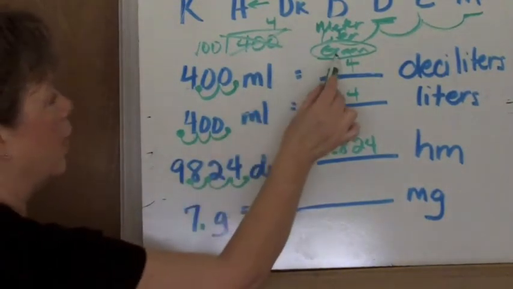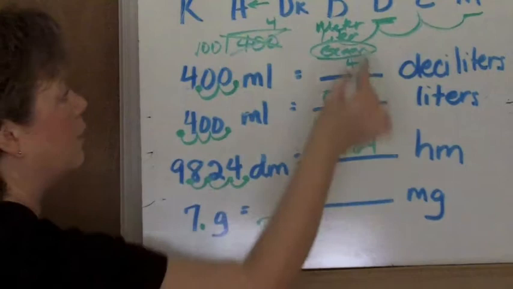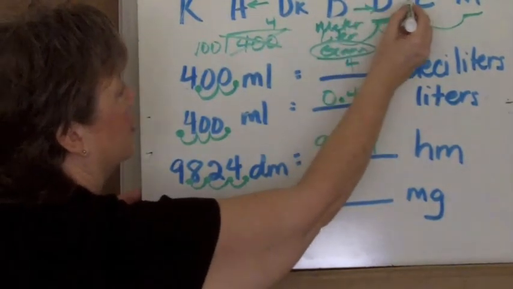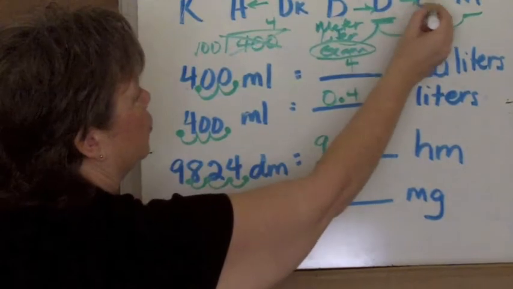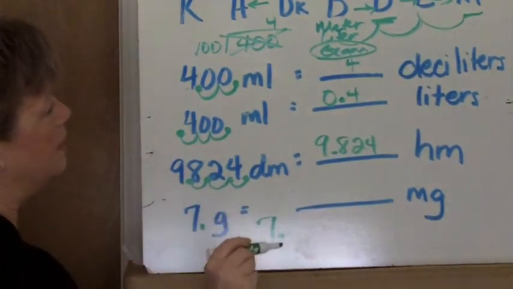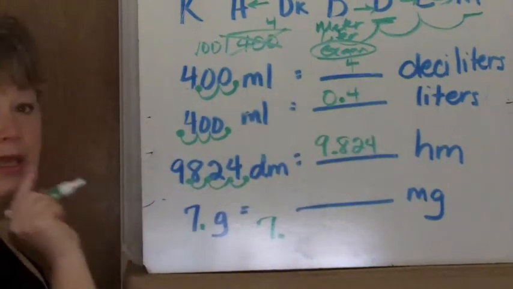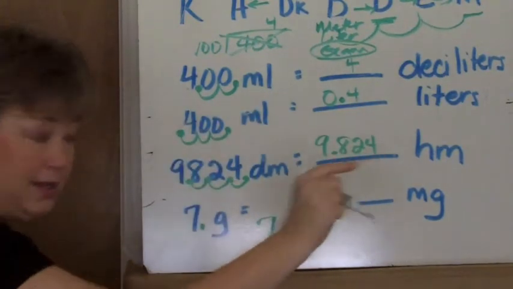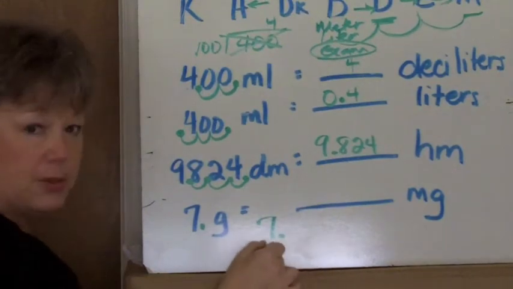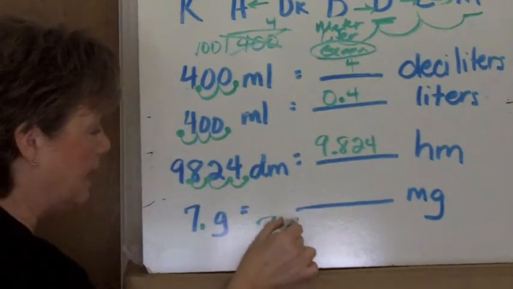We're going to go from gram to milligram. So we're going to go this way. 1, 2, 3 spots. So from gram to milligram is 3, and I'm going to the right. So I'm going to have to move my decimal point to the right, but there's nothing to move it to. So I add a 0.